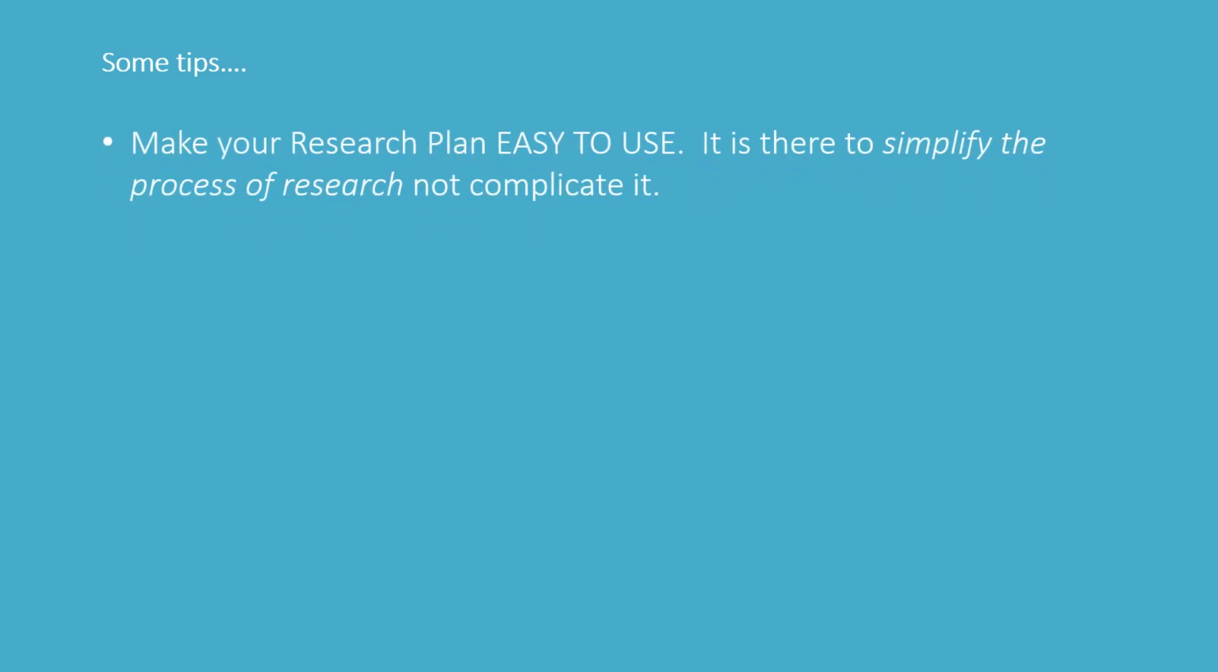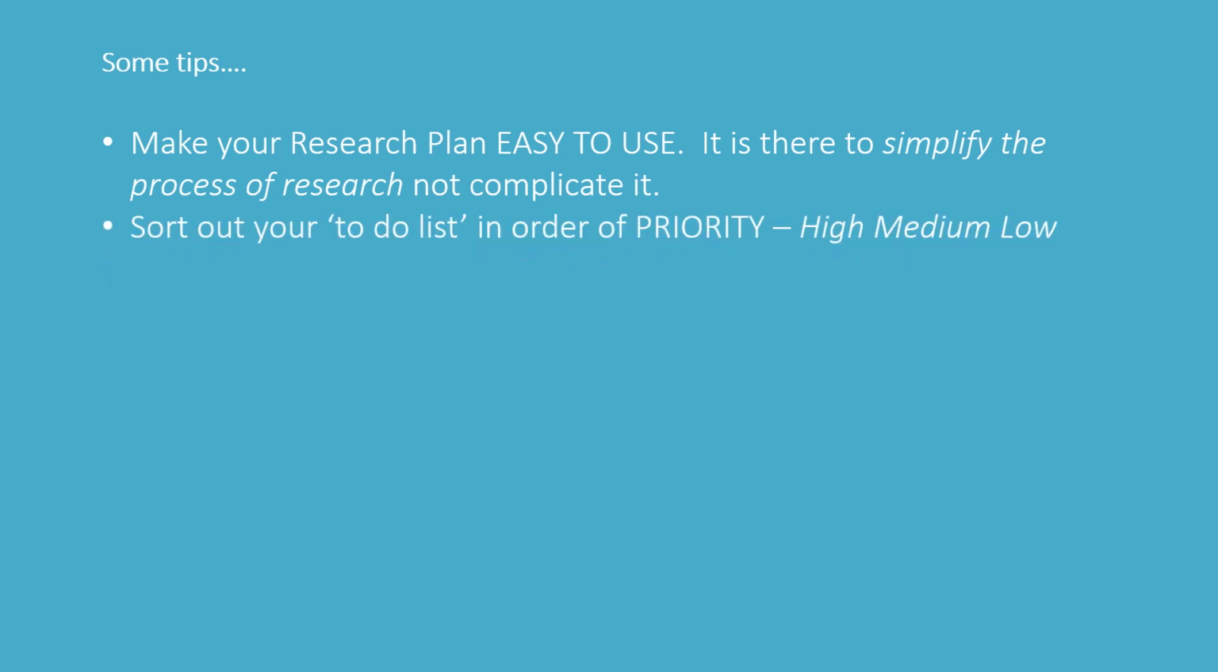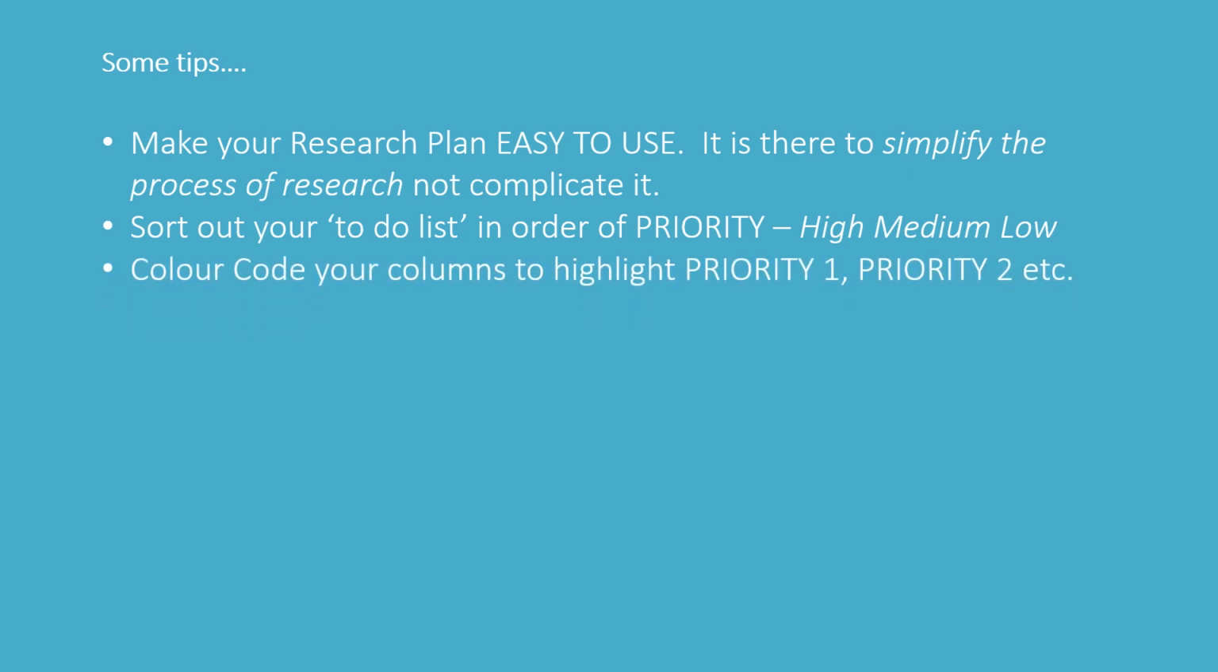Some tips. Make your research plan easy to use. It is there to simplify the process of research, not complicate it. Sort out your to-do list in order of priority, so high, medium, and low. Colour code your columns to highlight priority 1, priority 2, etc.